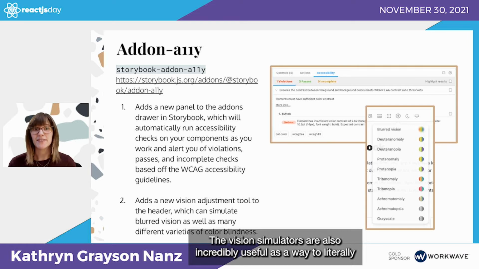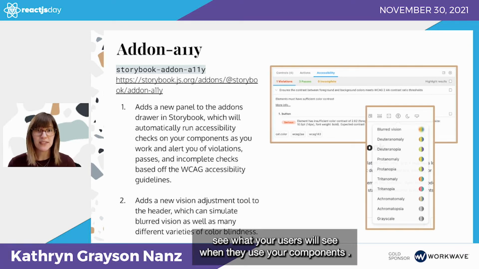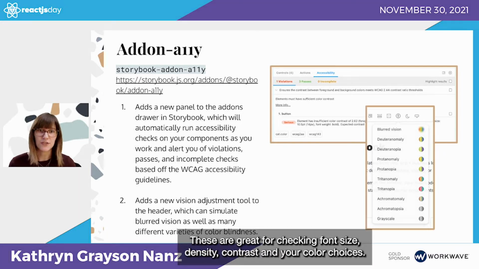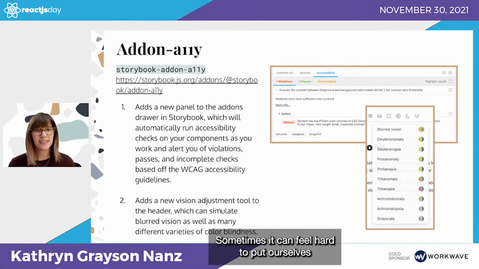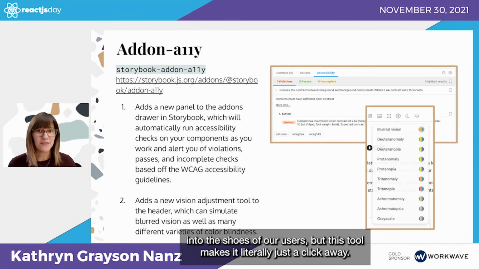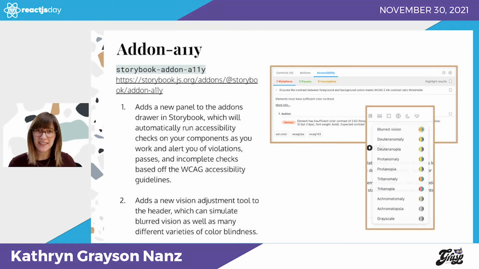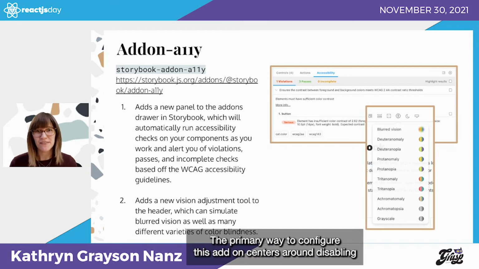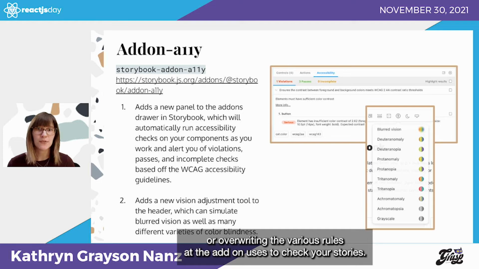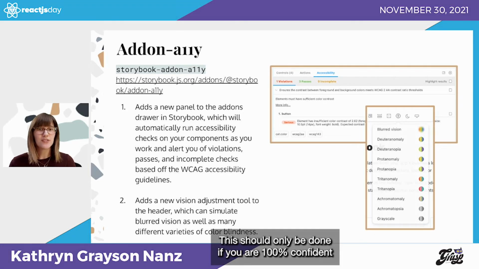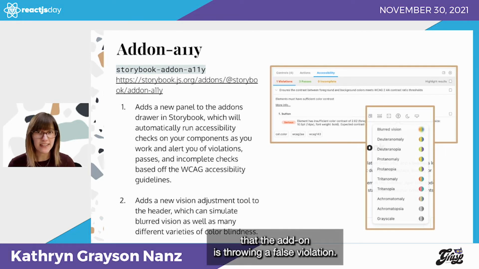The vision simulators are also incredibly useful, as a way to literally see what your users will see when they use your components. These are great for checking font size, density, contrast, and your color choices. Sometimes it can feel hard to put ourselves into the shoes of our users, but this tool makes it literally just a click away. The primary way to configure this add-on centers around disabling or overriding the various rules that the add-on uses to check your stories. This should only be done if you are 100% confident that the add-on is throwing a false violation.